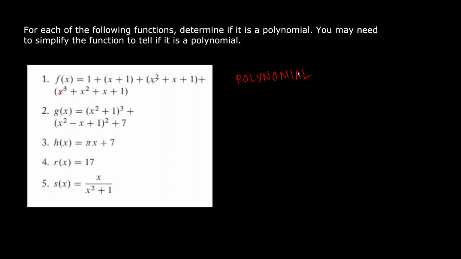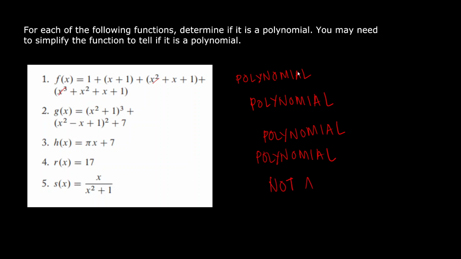Number 2 is a polynomial. Number 3 is still a polynomial. Its highest degree is only 1. Number 4 is still a polynomial, with a degree of 0. And number 5 is not a polynomial. It does not qualify as a polynomial. Why? Because it has a divisor that is a variable.